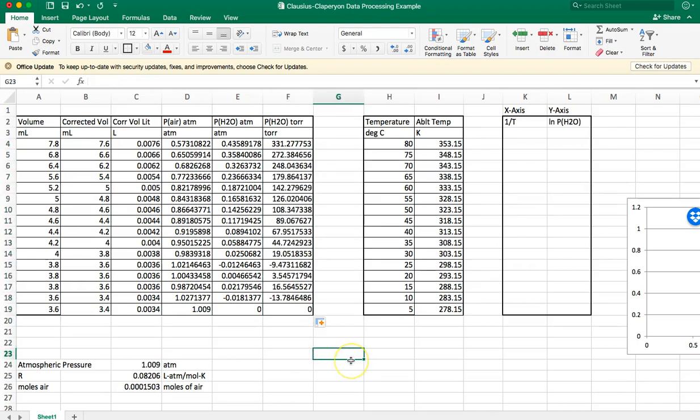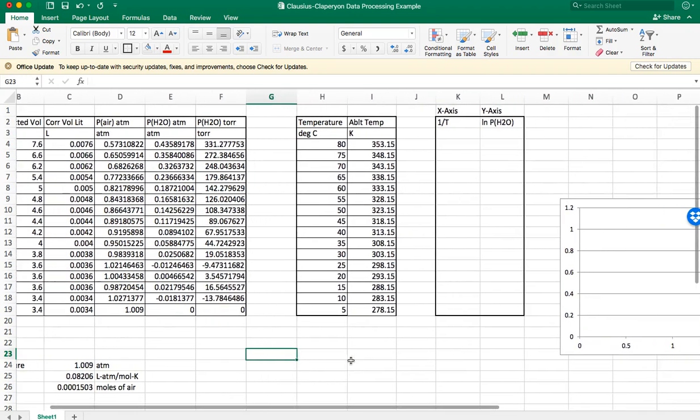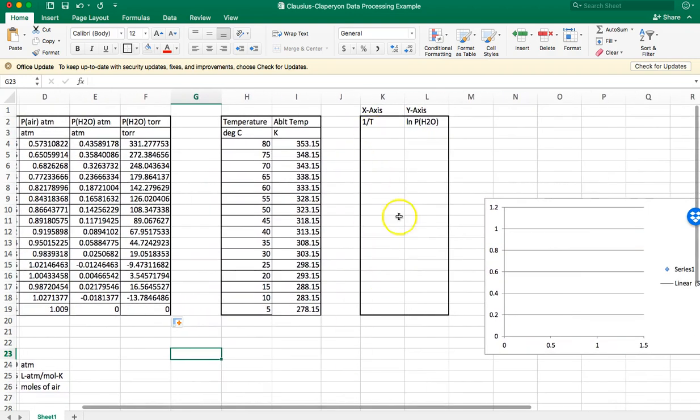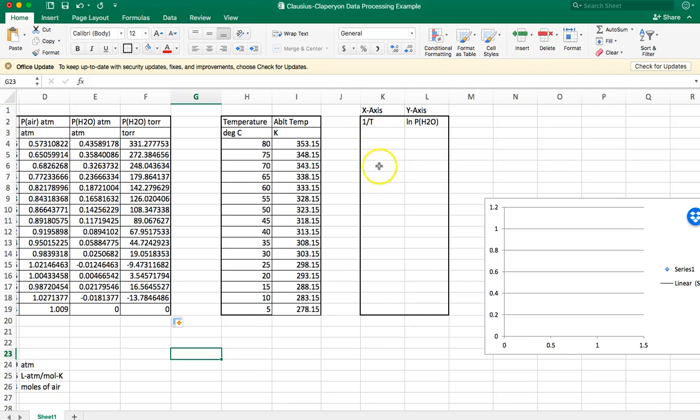Great. If we look in the lab manual, we need to have an x-axis and a y-axis. The x-axis is going to be the reciprocal absolute temperature, and the y-axis should be the natural log of the partial pressure of water. The reciprocal temperature is easy. We just say equals 1 divided by, and we click on the absolute temperature for that data point. Good. Click, drag down.